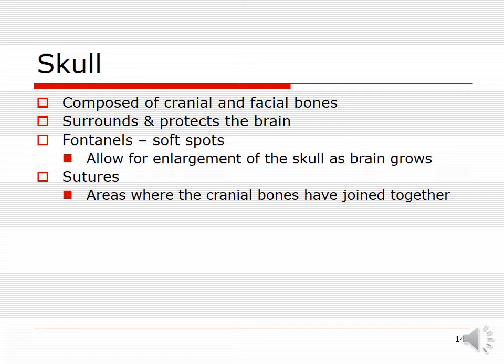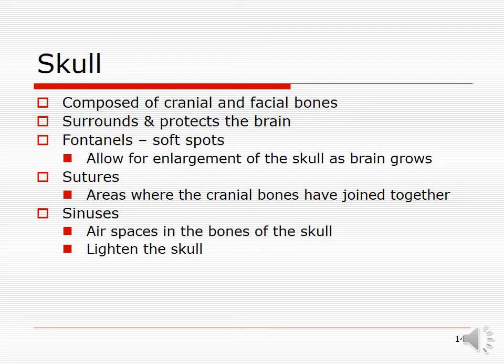Now, as adults, clearly those should have been filled in and become hard bone as they grow. When you look at the skull, you can see the areas where the cranial bones have joined together, and those are called sutures. Actually, sutures are a specific kind of joint that we'll talk about a little bit later.